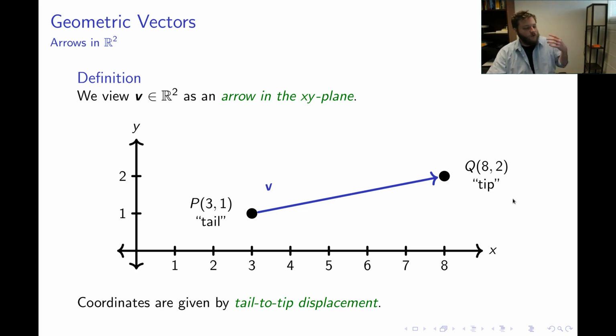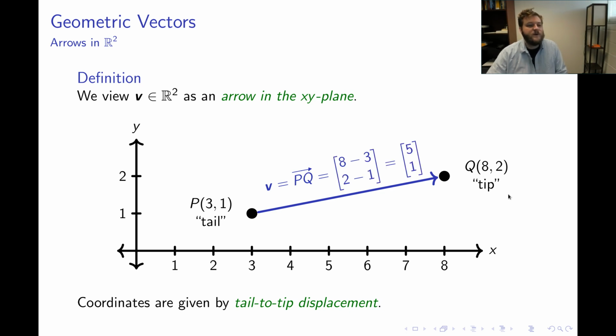You may be thinking, well, what does this have to do with the notion of vector that we've defined previously? Well, remember, a vector in R2 is a list of numbers. So where do we get that list from? We get the list from tail to tip displacement. The notation I like to use here is PQ with an arrow on top of it. This is signifying that this vector starts at P and terminates at Q.